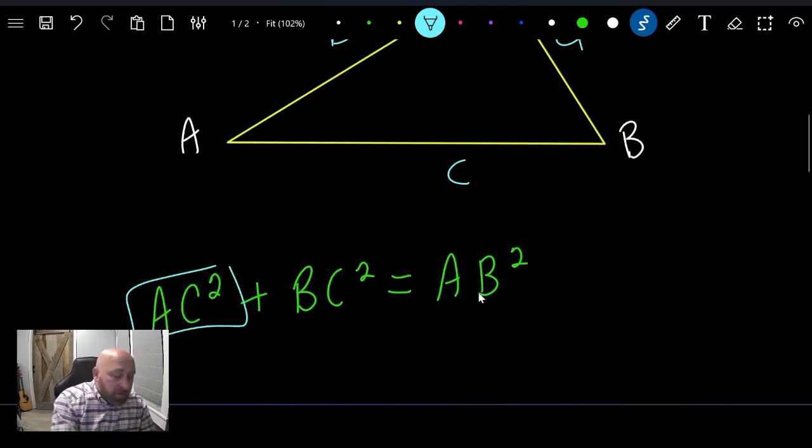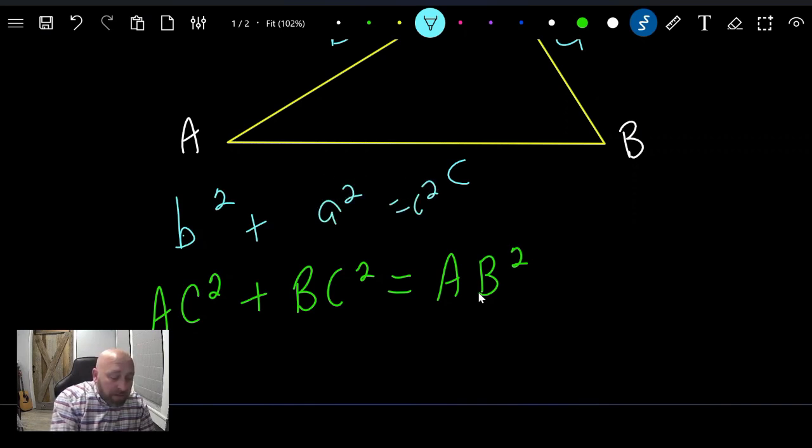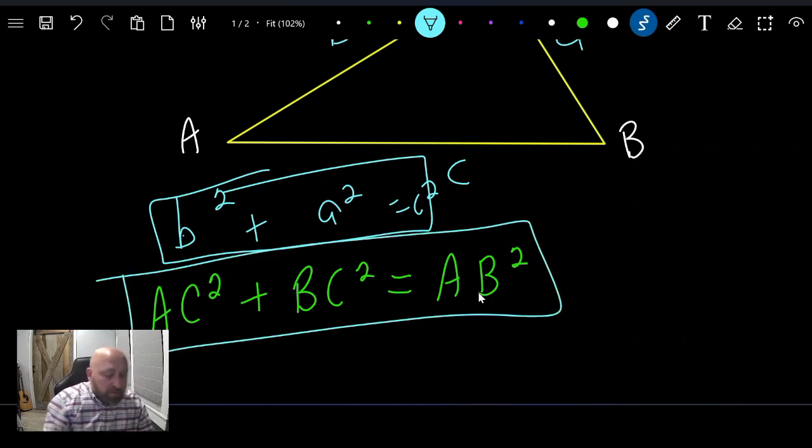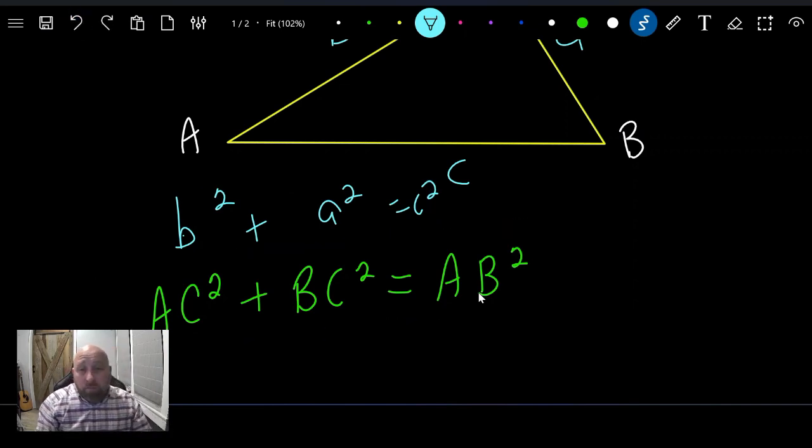But in geometry, you're going to see it written like this a whole bunch. So you could write it like this. And this one would be B squared plus A squared equals C squared. And that's fine. This is Pythagorean's theorem. This is also Pythagorean's theorem. So it doesn't matter which way that you write it. Both of those ways are going to work.